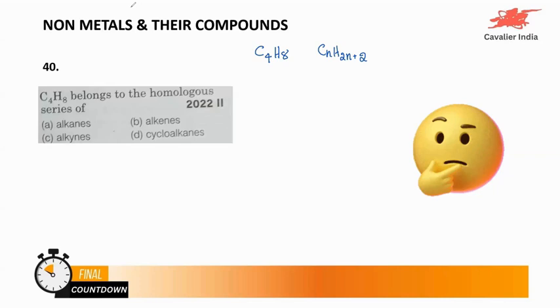C4H8, then again, which one? This is for alkanes, right? For alkene, what is the general formula? CnH2n. Alkynes, that is CnH2n minus 2. Clear? So the right option is C4H8, that means it belongs to the alkene family. Next.